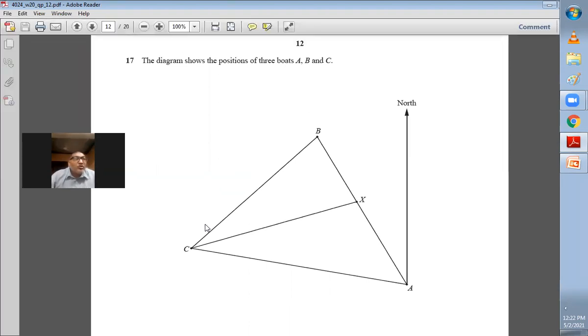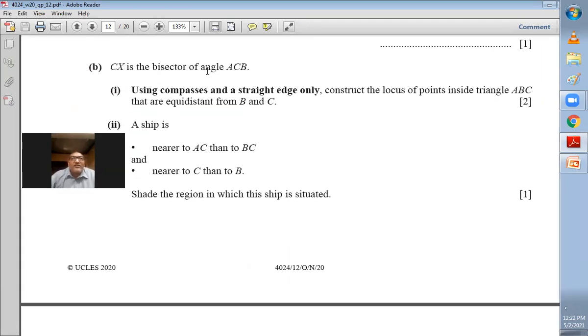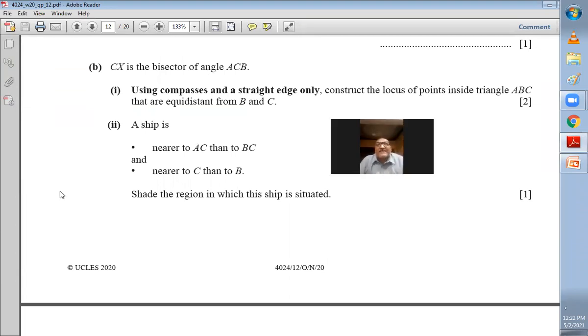So what's his question? He says, using the compass and the straight edge only. Let me increase the size, now you can see the whole thing. Straight edge means a scale, a ruler. Using the compass and the straight edge only, construct the locus of the points inside the triangle ABC that are equidistant from B and C.